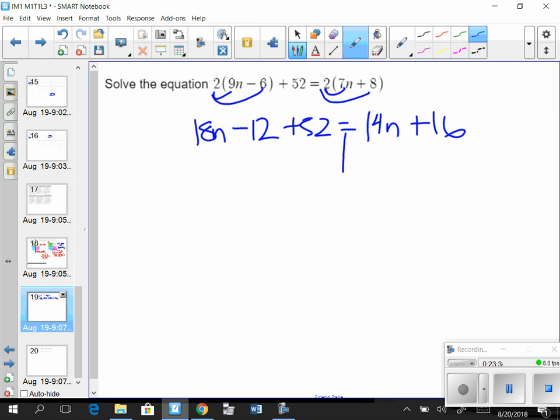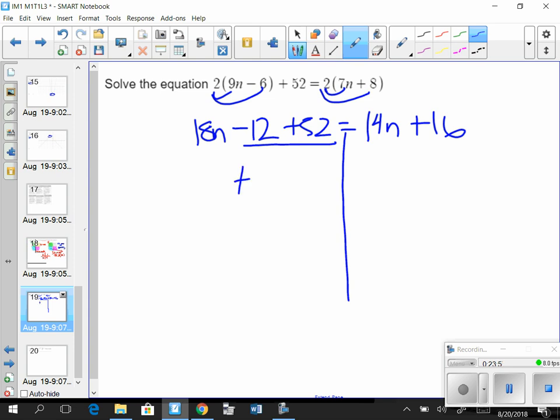First, I'll collect some like terms, working on one side of the equal sign. -12 and +52. You should be able to do this without a calculator. I notice the signs are different, a negative and a positive. So the way I think about this is I lost $12, I gained $52. Since I gained more than I lost, I know that overall I've gained.